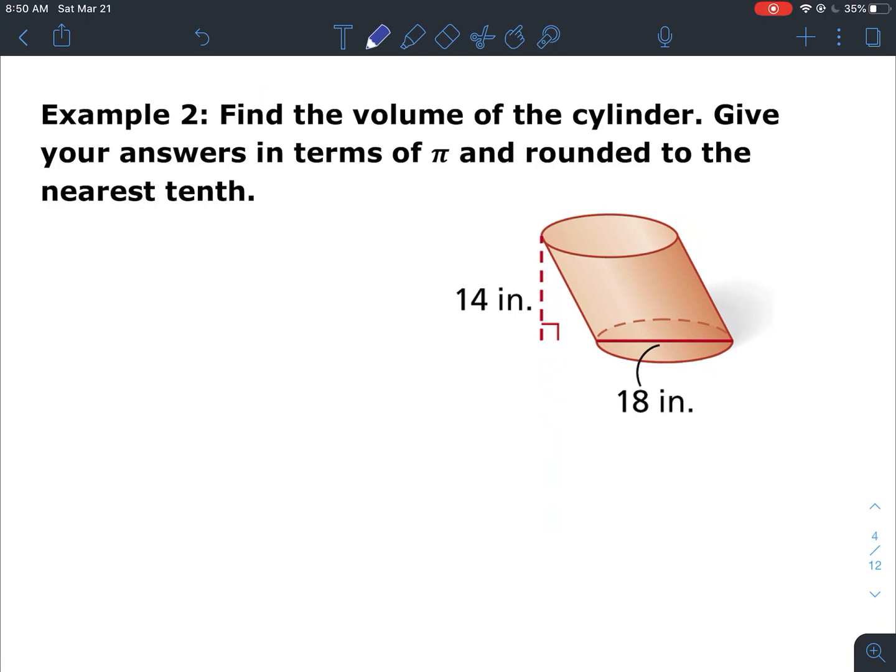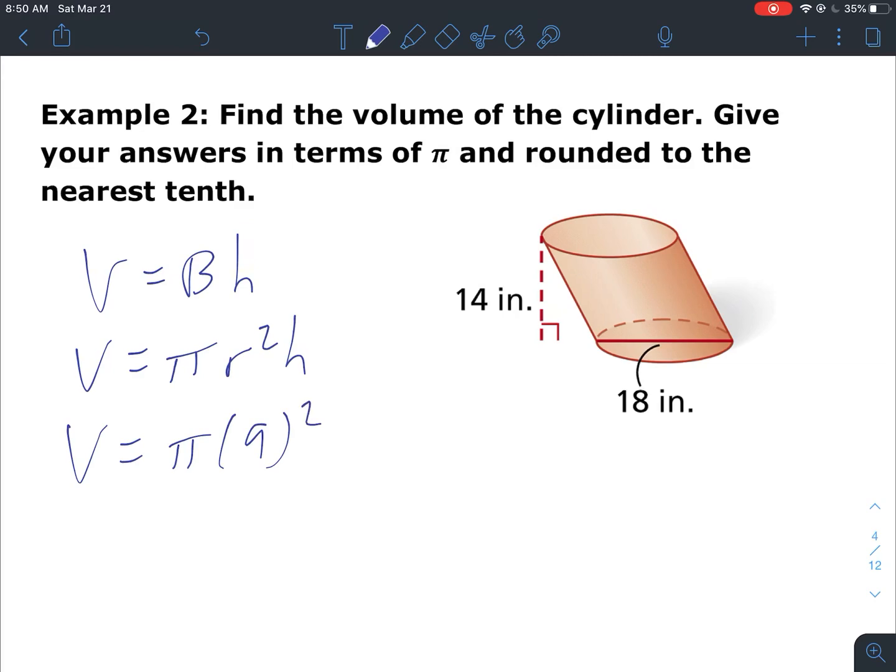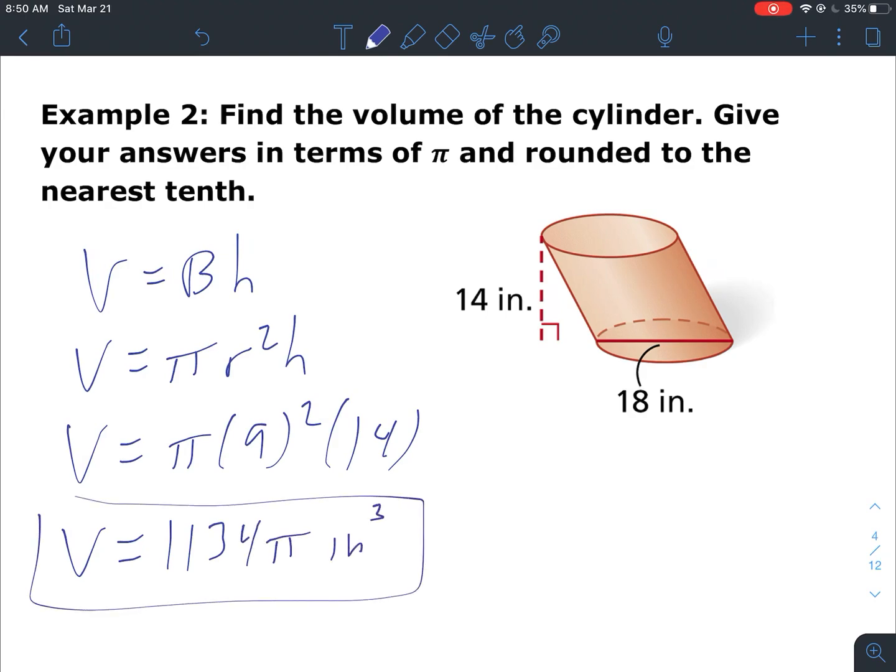Second one, don't let the fact that the cylinder is slanted scare you. It's the same formula. BH, or in this case, pi r squared H. R here is 9. H is 14. So typing in everything but the pi gives us 1,134 pi cubic inches. And it also says to give the rounded answer, so just multiply that by pi. And we get 3,562.6, you round to the nearest tenth, cubic inches.